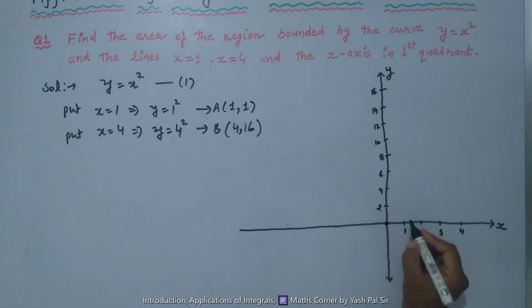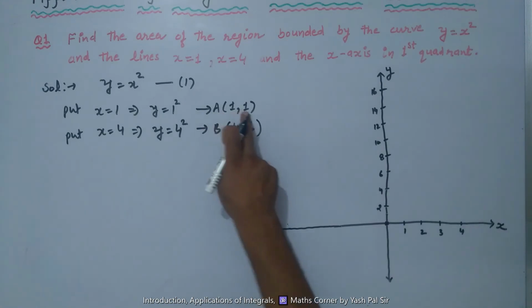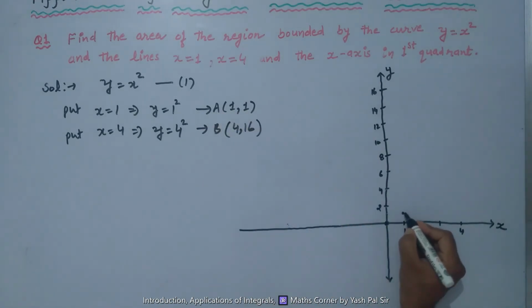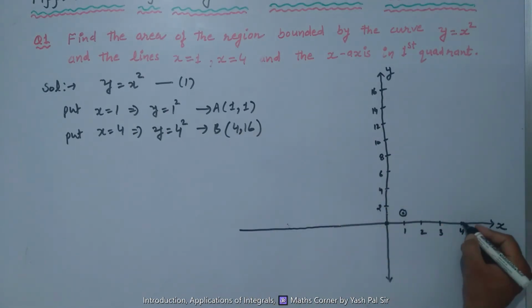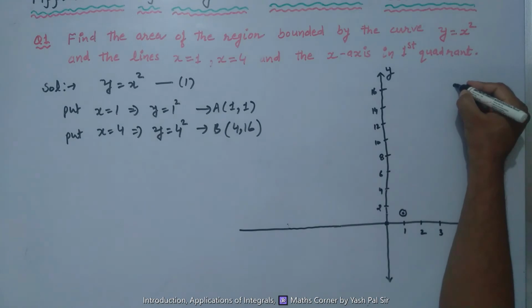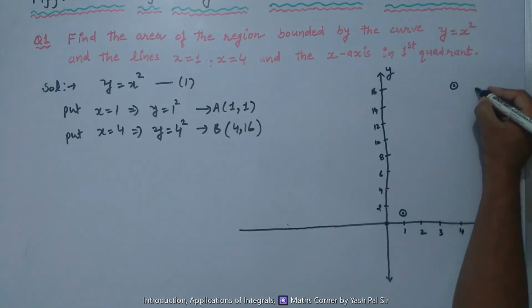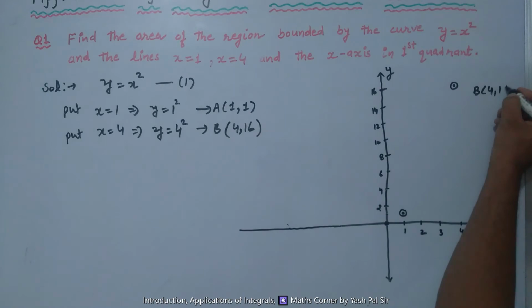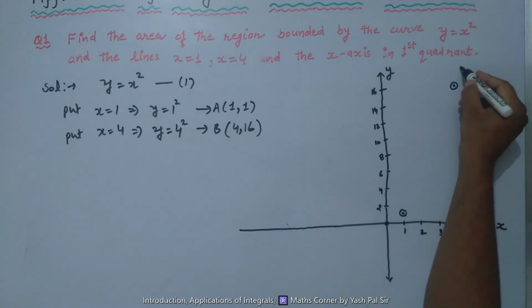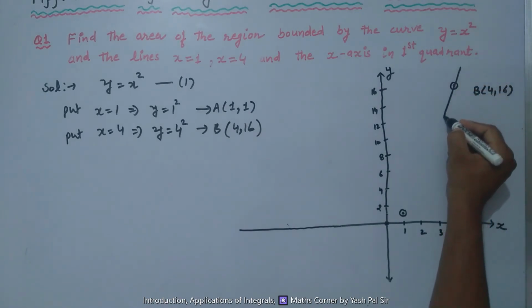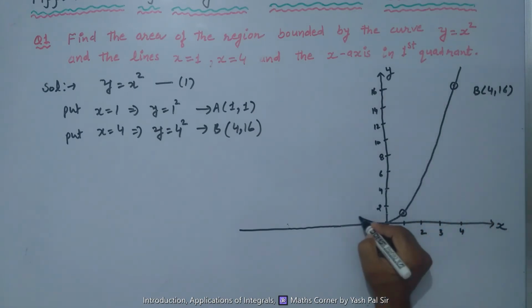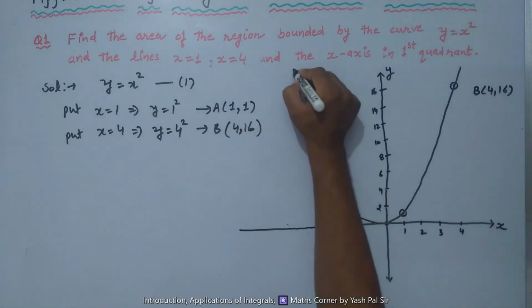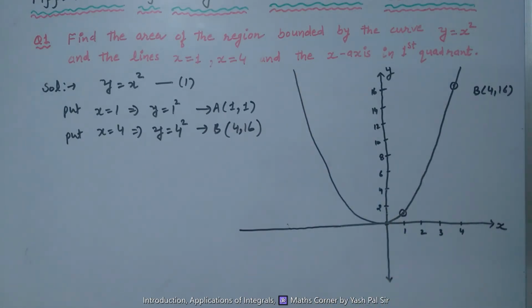So this is 1. So first point A is 1, 1. So here we have the point. Second point is x is 4, y is 16. This is B point 4 comma 16. So this way we have the curve, right.